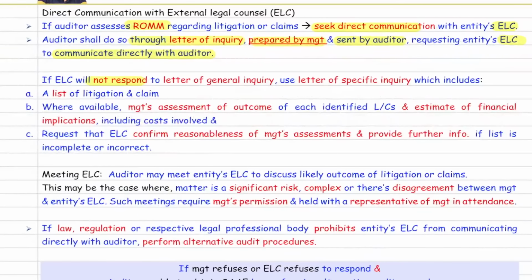If he does not respond to a letter of general inquiry, what do we do? Sir, we send a letter of specific inquiry. This letter includes a list of litigations and claims, management's assessment of outcome, and estimation of financial implication. Then you ask the external legal counsel to confirm the reasonableness of management's assessment, and if the list is incomplete or incorrect, then provide further information. These are the 3 points of a letter of specific inquiry.